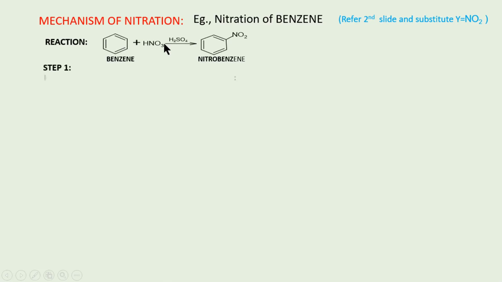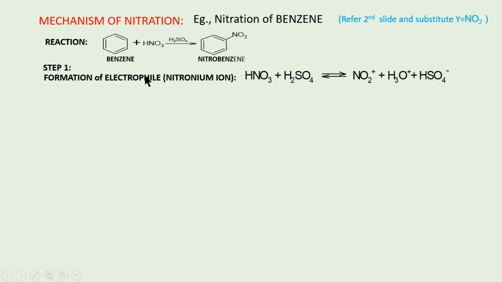Now, step 1 is always the formation of the electrophile. Actually, the mechanism involves 3 steps. Step 1 is the formation of the electrophile. Step 2 is the attack of the electrophile on the benzene ring. Step 3 is the formation of the product. So, for step 1, let us see how the electrophile is formed. When nitric acid combines with sulfuric acid, the NO2 plus nitronium ion, which is the electrophile, is formed, and this is the base that is liberated, and this is the hydronium ion.